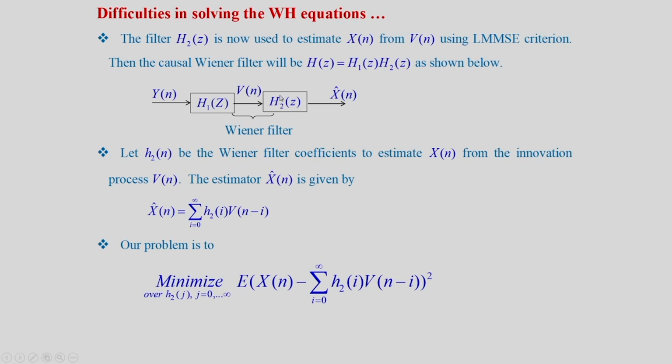Let h2n be the Wiener filter coefficients to estimate x from the innovation process Vn. So, here the corresponding time domain parameters are h2n. The estimator x hat n is now given by x hat n is equal to summation h2i v of n minus i, i going from 0 to infinity, and the corresponding minimization problem is minimize E of xn minus summation h2i into v of n minus i, i going from 0 to infinity, whole square, with respect to h2j, j going from 0 to infinity.